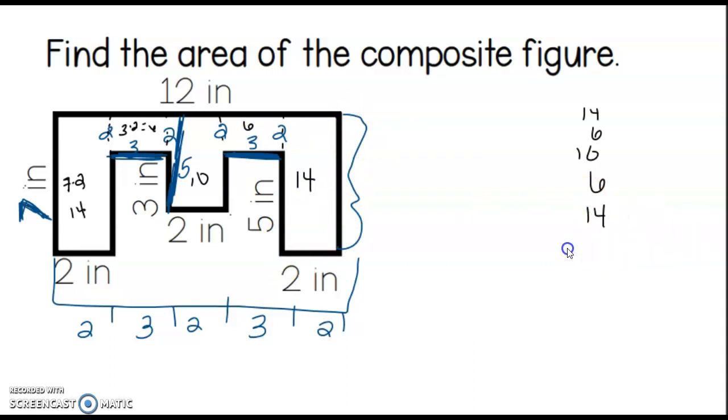So again, we're just going to add them all up. So we have 14 plus 6 plus 10 plus 6 plus 14. So this entire thing is going to equal 50.